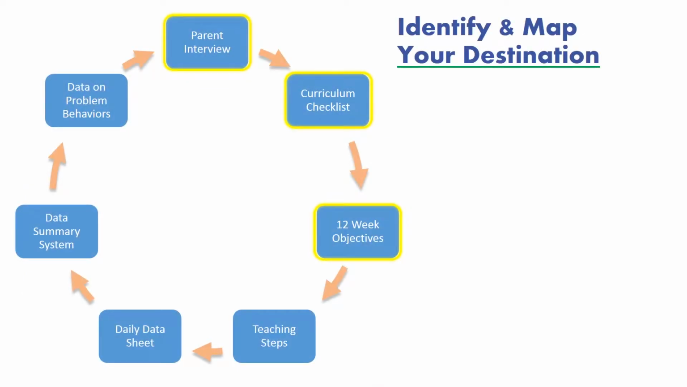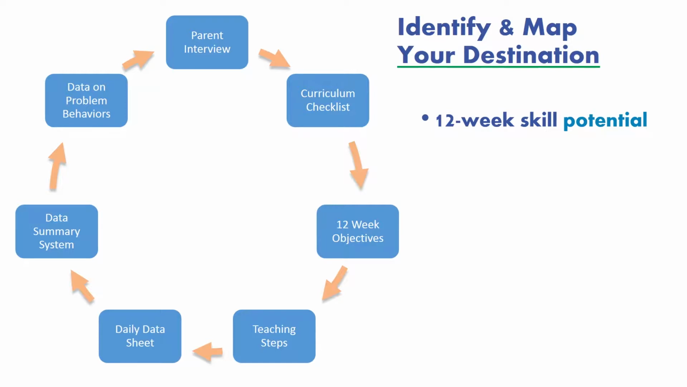We've been talking about the 7 steps for developing this whole set of written plans, and in the last lesson, we talked about the parent interview and the curriculum checklist. Today, we are focused on writing the 12-week objectives. And inside the objectives, we're going to be deciding for each domain in the curriculum how far we really think we can take this child in 12 weeks.